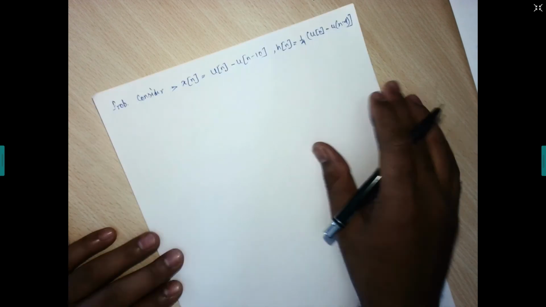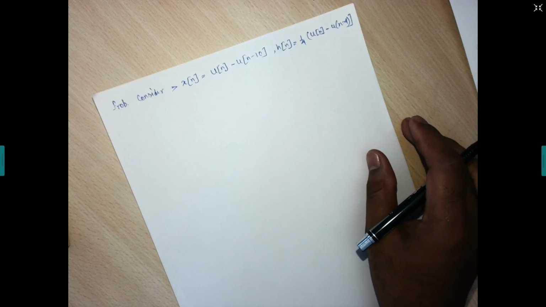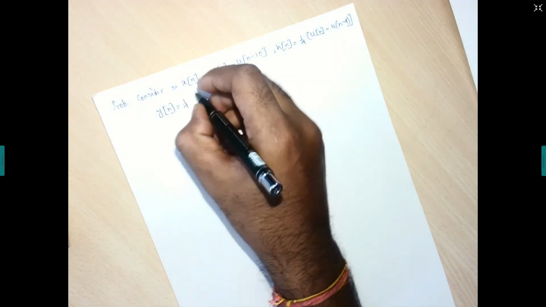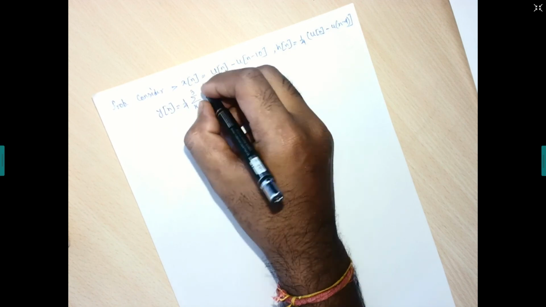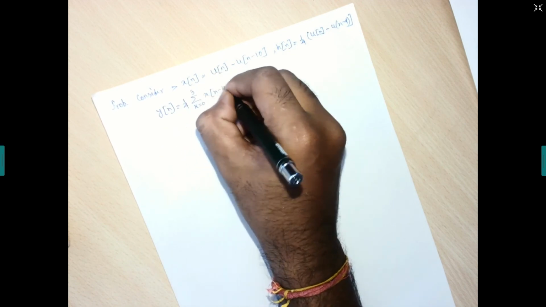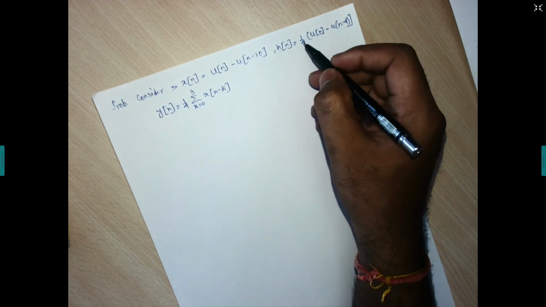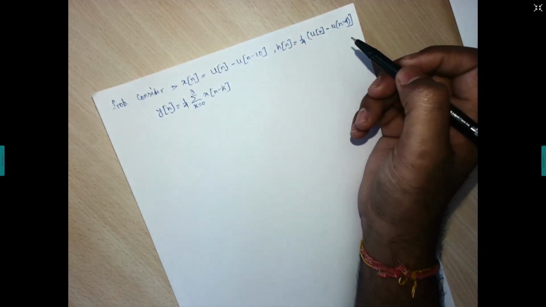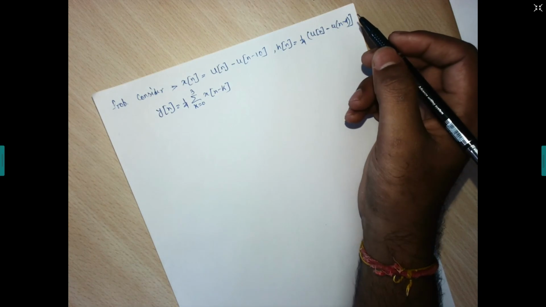Okay, so we need to find out the system response, which is given as something like this: yn is equal to 1 by 4 summation k equals 0 to 3 of x of n minus k. Okay, so we know this should be the output because this impulse response will get multiplied with this x, right? So we need to find out the graph for this yn. For that we need to first plot this xn and hn both, right?